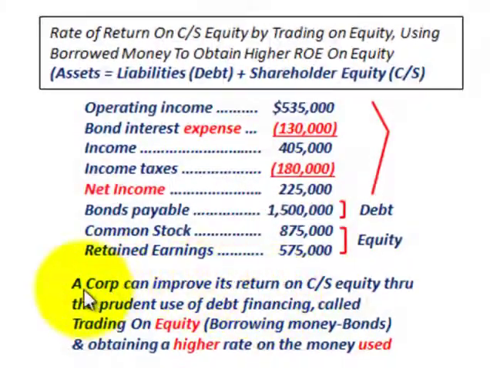So what we're going to do through this trading on equity is where a corporation can improve its return on its common stock equity through the prudent use of debt financing, and that's called trading on equity. That's where you're using this borrowed money, and we're just looking at it in terms of bonds. You could also have preferred stock, but we're just going to use it in terms of bonds. And that's where you're going to attempt to obtain a higher rate on the money used. So what we're going to be looking at is our common stock equity. We want to have that greater than the cost of borrowing money on these bonds.